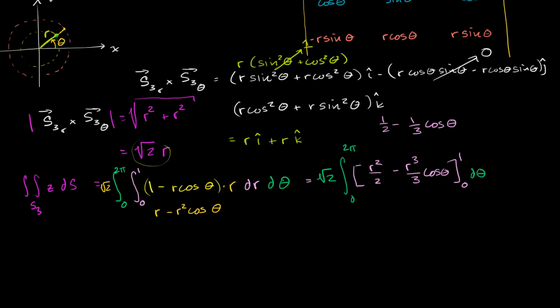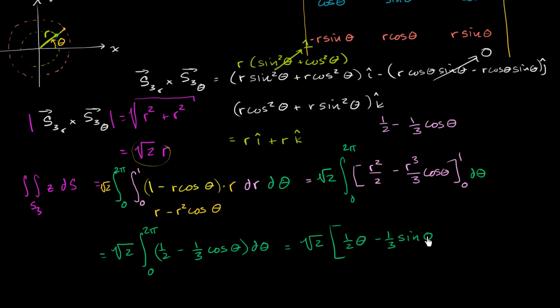And so we get the integral, which is all going to be equal now to the square root of 2 times the integral from theta 0 to 2 pi of 1/2 minus 1/3 cosine of theta d theta. And this is equal to square root of 2 times the antiderivative of 1/2, which is 1/2 theta, and the antiderivative of cosine theta is sine theta, so minus 1/3 sine theta. And we're evaluating it from 0 to 2 pi.